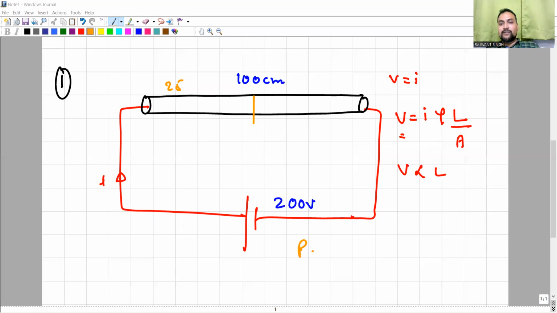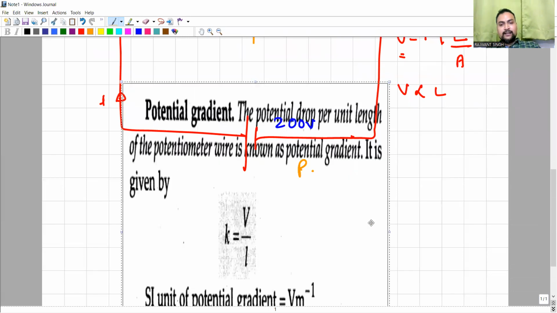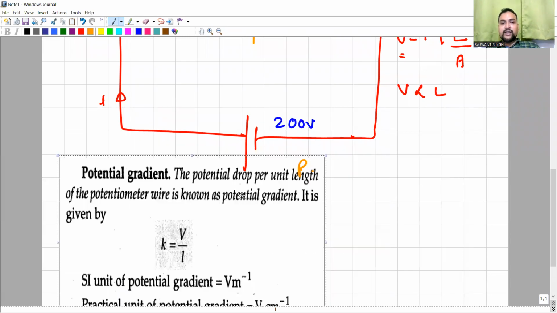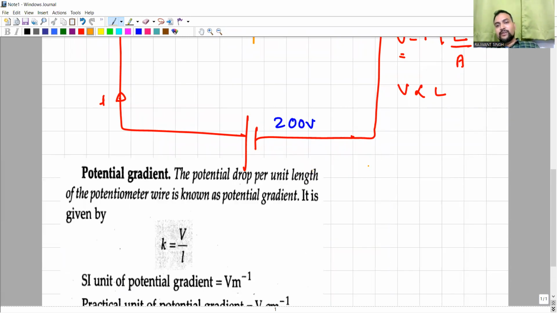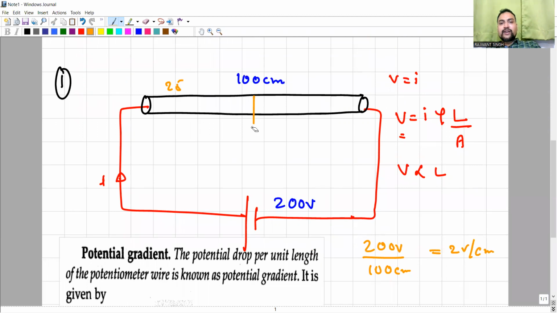Potential gradient will become V by L, very simple. Here V is 200 volt, and the length was 100 centimeter. So our potential gradient will come to 2 volt per centimeter. That means if I want to measure the potential drop between any 2 points, let's say this point here, which is at 30 centimeter, and then there's another point at 70 centimeter.